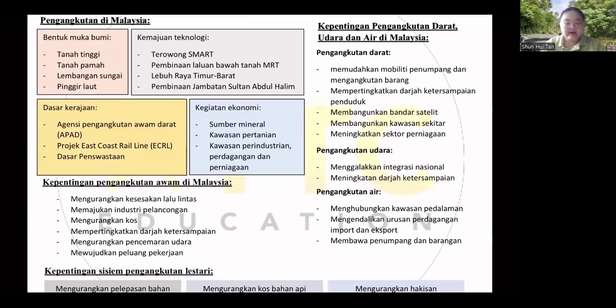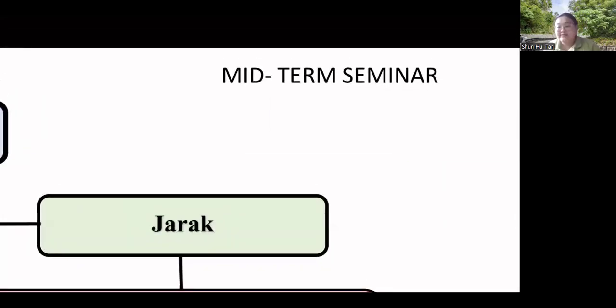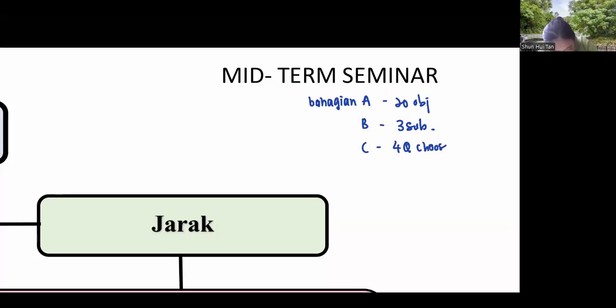Now, in the exam, I hope that you remember your exam format. Your exam format is as usual, like your UASA format. Your UASA format is always this way, right? Bahagian A is 20 objective questions, right? Bahagian B, you have 3 subjective. Bahagian C, 4 questions, choose 2.